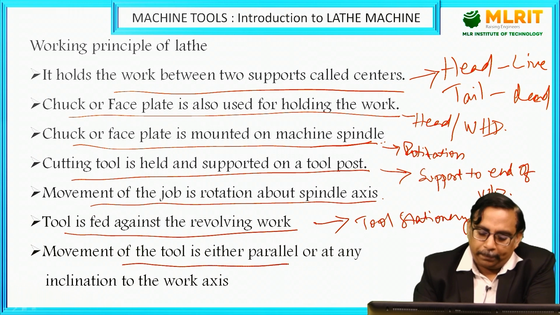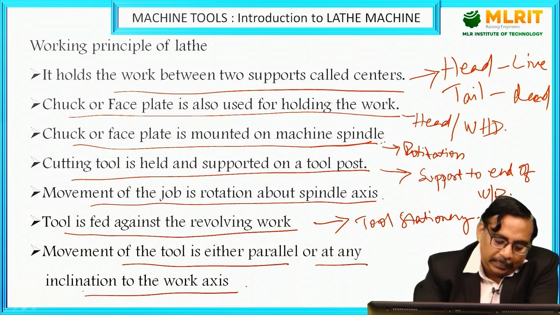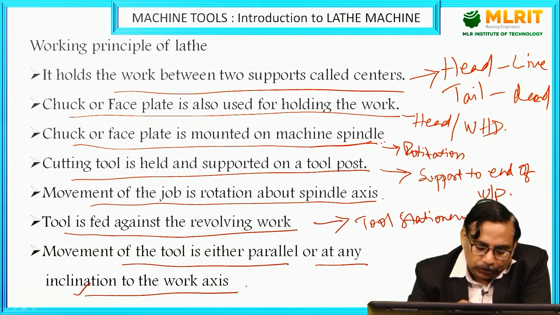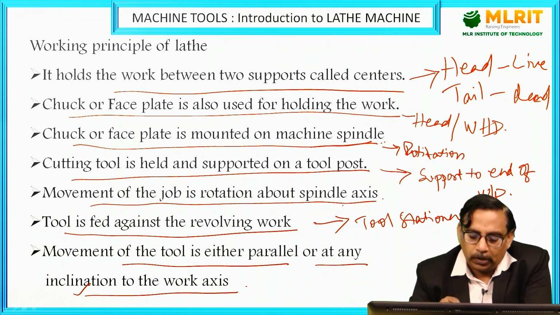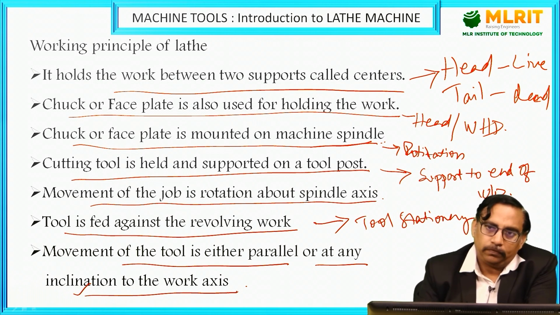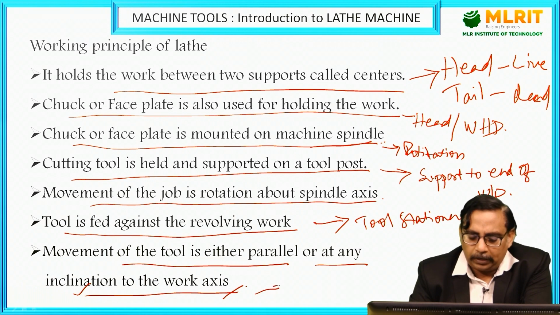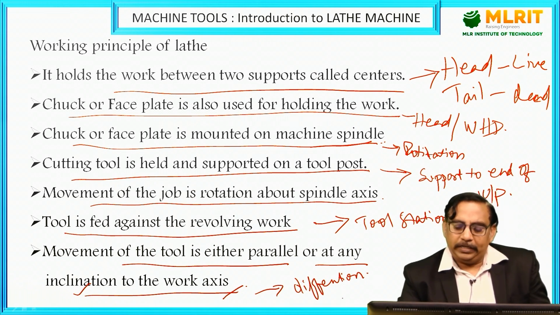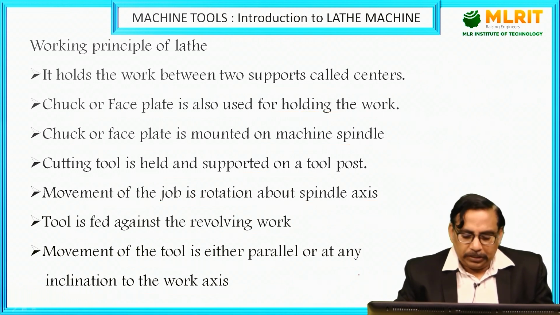The movement of the tool is either parallel or at any inclination to the workpiece. So why are we saying inclination? See, the tool moves either parallel to what? The spindle axis, or it may be at any inclination to the work axis. This inclination to the work axis is achieved for different operations, right? We will be discussing what the different operations are.